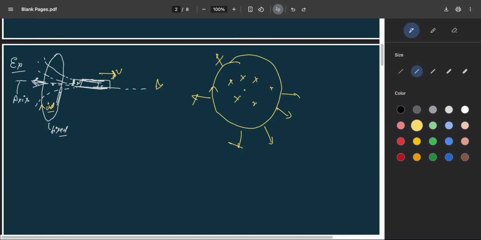Okay, let's remove it once. So basically, when the current is going in this one, you can assume this kind of configuration. So what can happen over here?